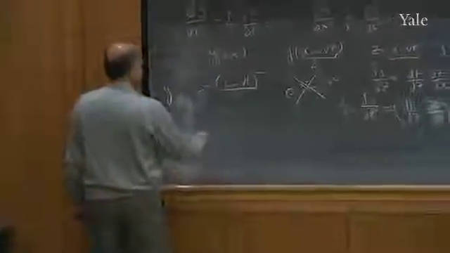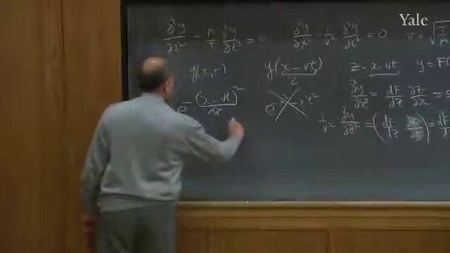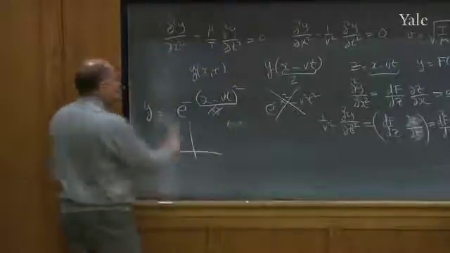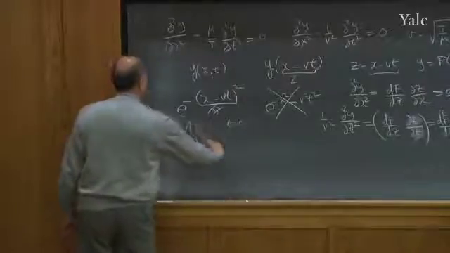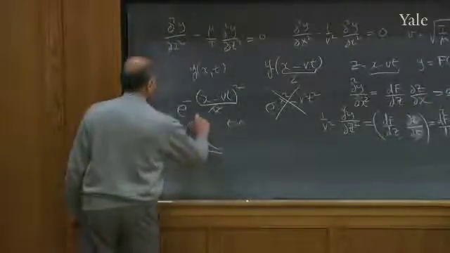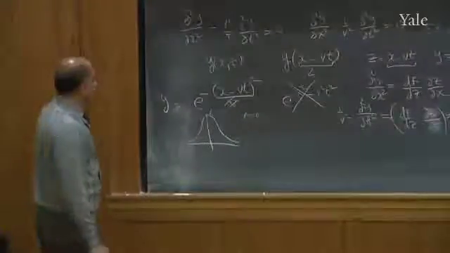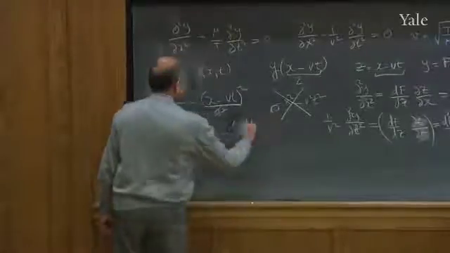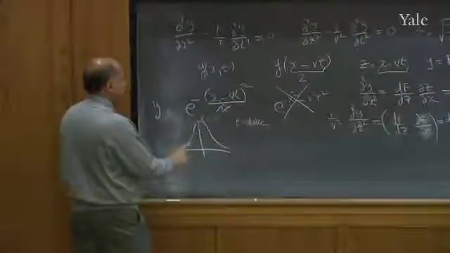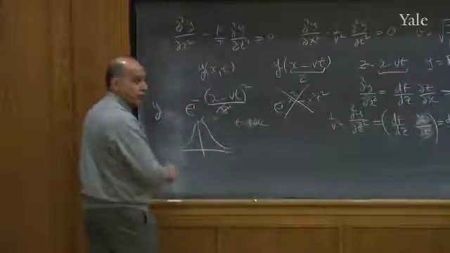Let me pick x naught equal to 1 for convenience. Let me plot this guy at time t equal to 0. This solution looks like e to the minus x squared, which is a function like that, at t equal to 0. What does it look like at t equal to 1 second? Think about it. At t equal to 1 second, it looks like e to the minus (x minus v) whole squared.